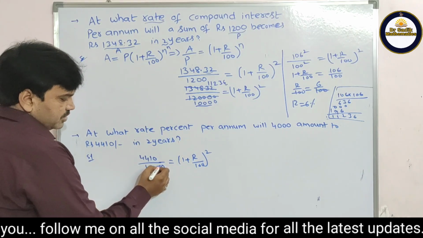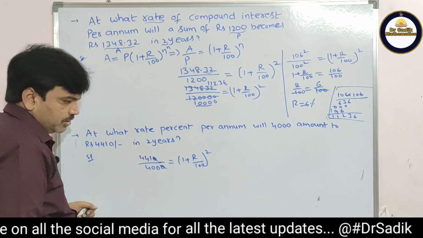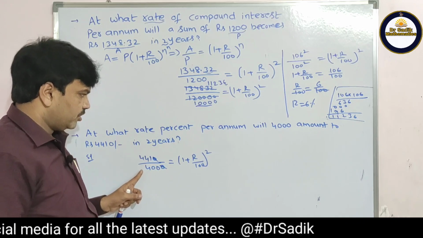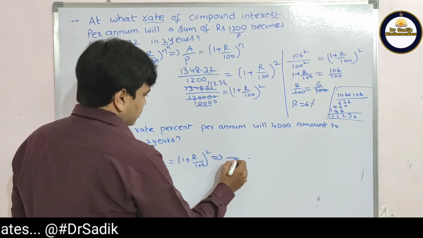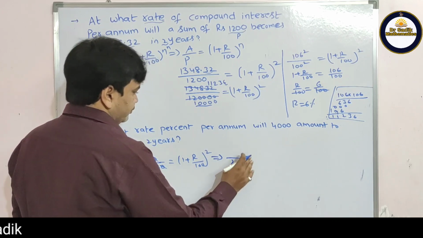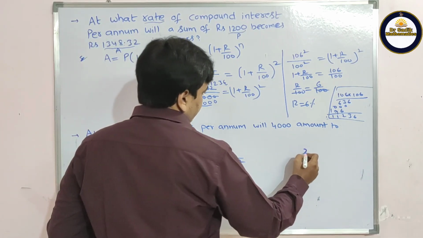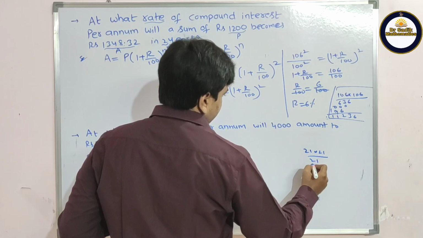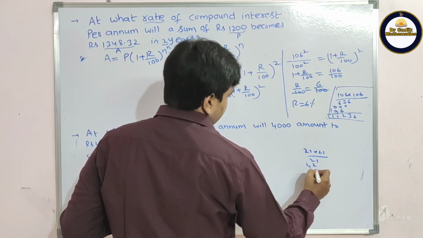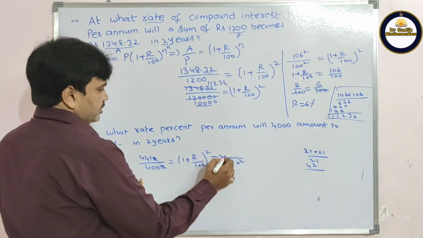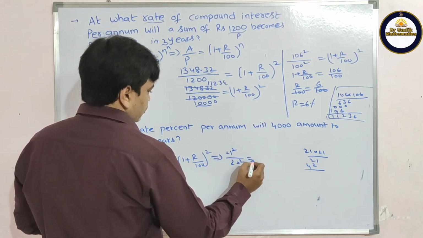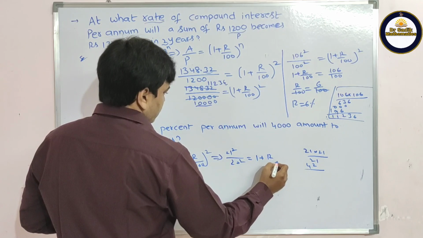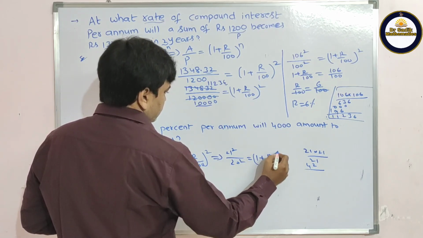See friends, 0 0 cancel here. I can write a perfect square now. Come on, tell me how to get a perfect square here. Clearly the denominator is 20 square, the numerator 21 21s, clearly we get 441 friends. So it can be written as 21 square, that is equal to (1 plus r by 100) whole square.